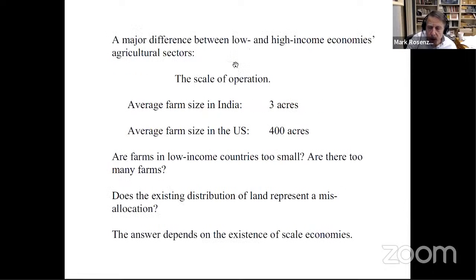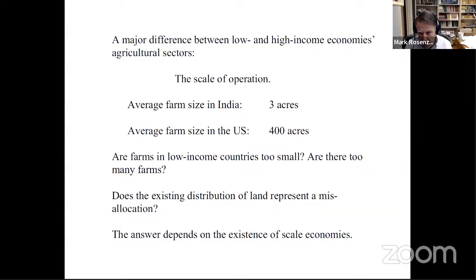Okay, but there is one obvious salient difference between agriculture in low-income countries and that in high-income countries, and that's the scale of operation. I'm going to show you more statistics on this in a second. But for example, the average farm size in India is actually less than 3 acres, maybe just 2.5 acres now, because it's been declining over time as we speak. And the average farm size in the US is over 400 acres.